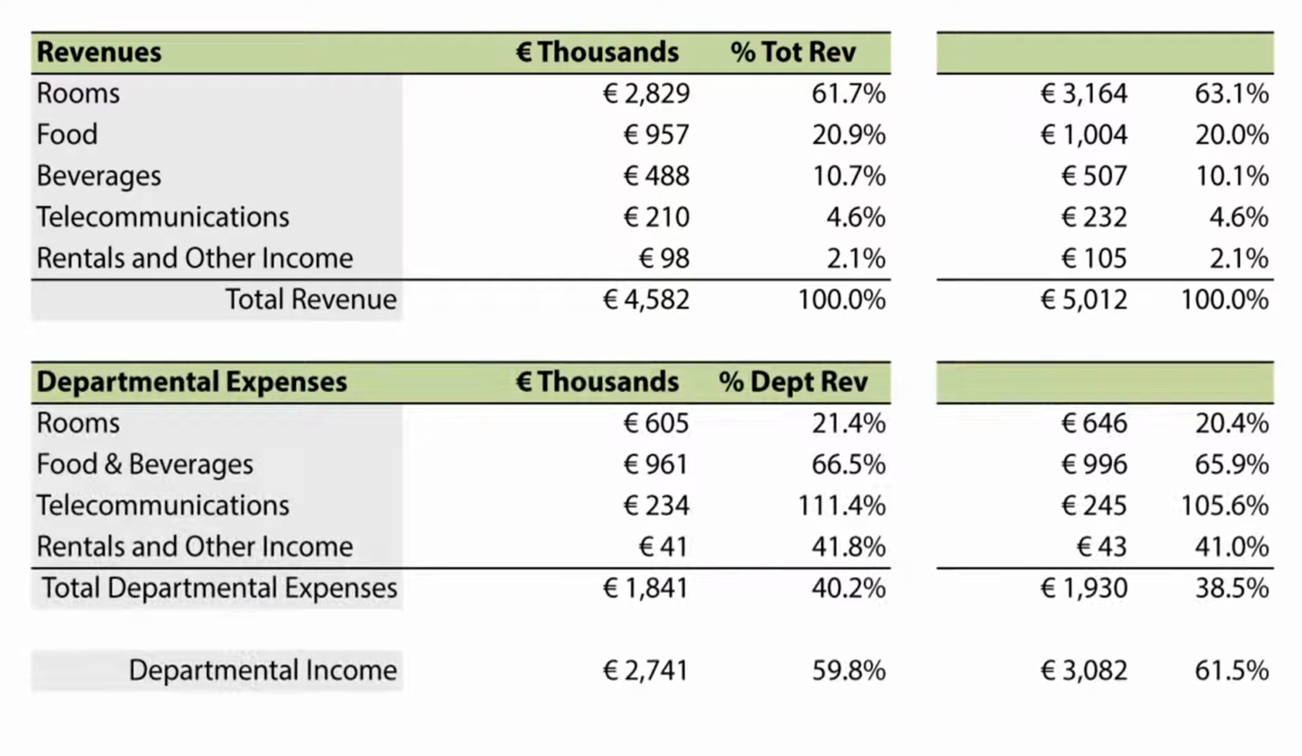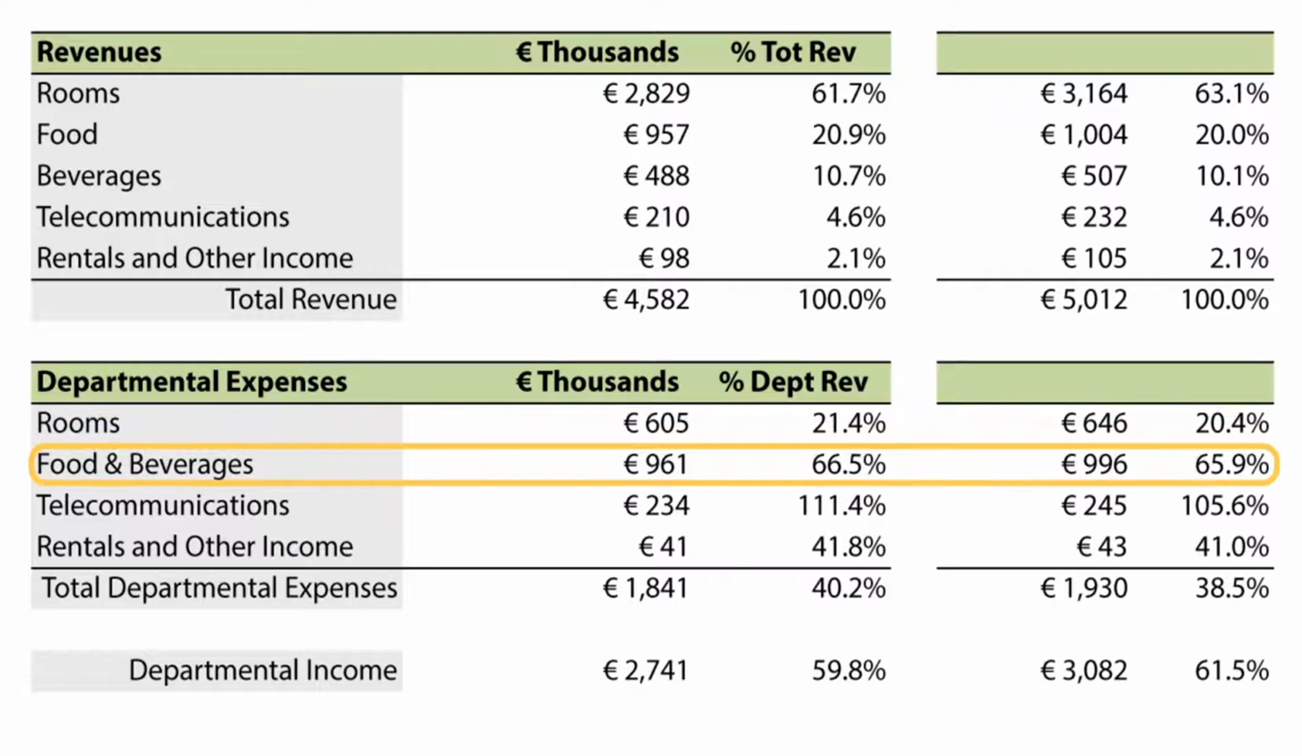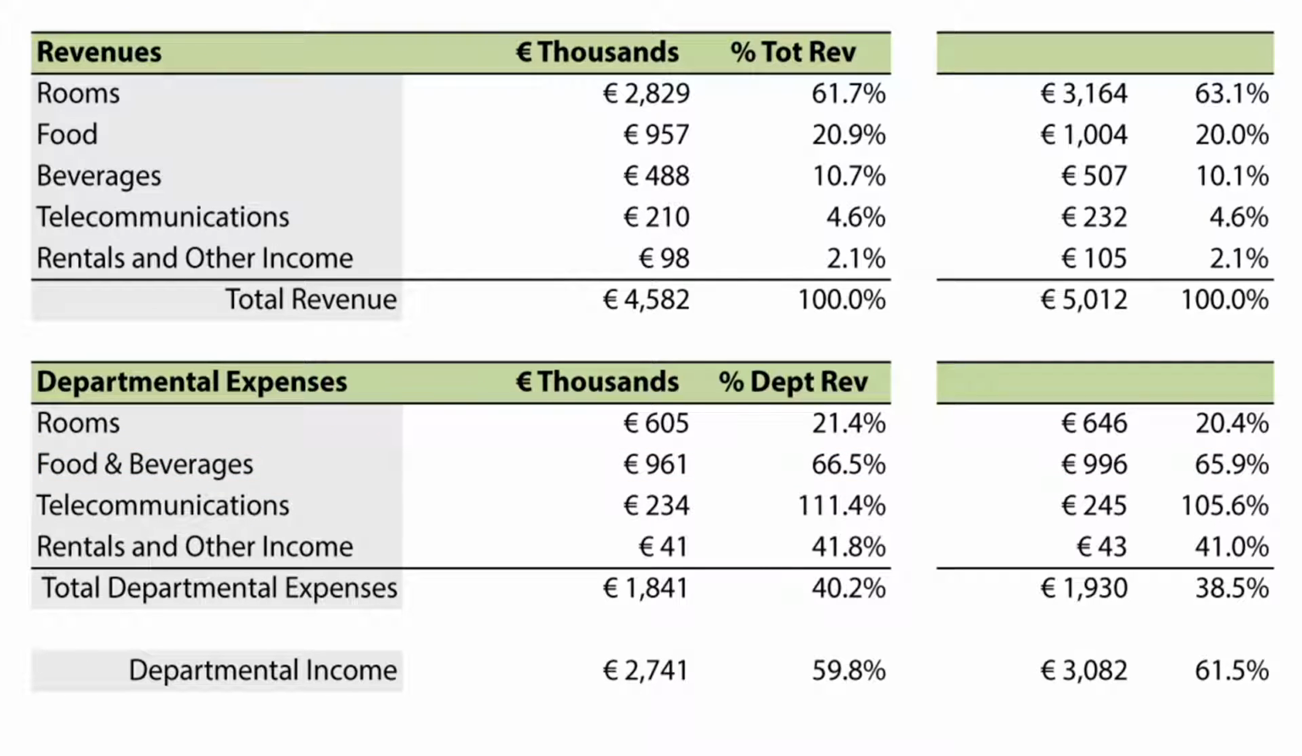The third panel, departmental expenses, are those expenses that are directly attributable to a given department. So the rooms department expense is the rooms manager, the laundry, the housekeeping, labor, directly attributable to that rooms department itself. Food and beverage expense, again, directly attributable to food and beverage revenue. The cost of food, the cost of beverage, the cost of direct labor in that department. So those are our departmental expenses.